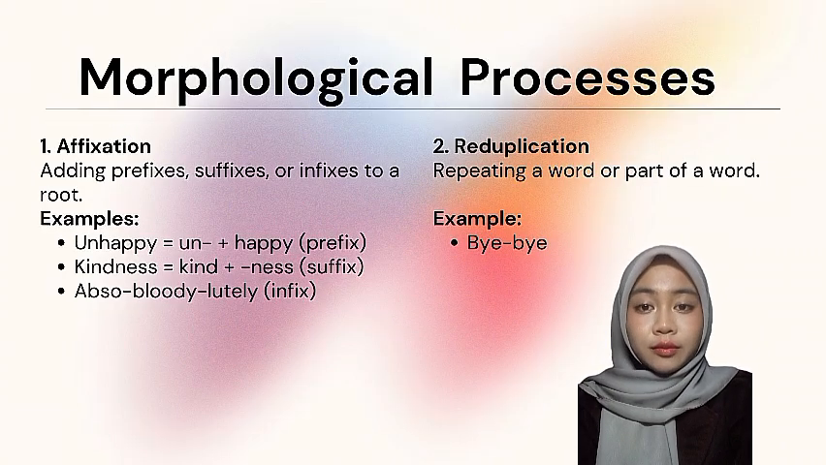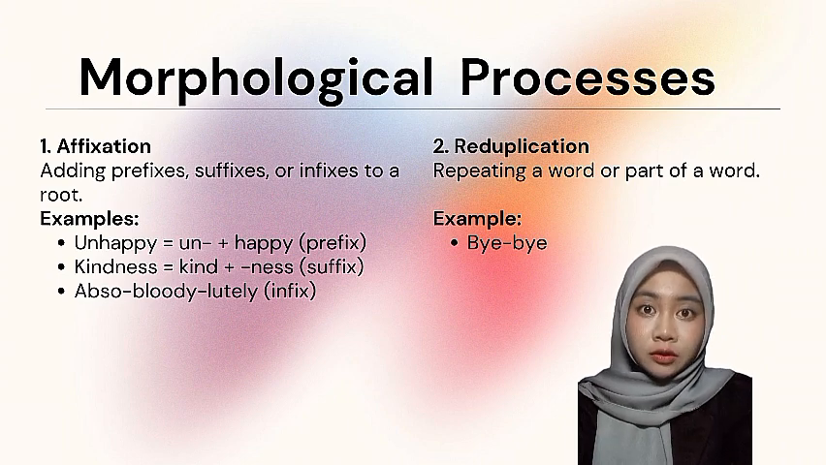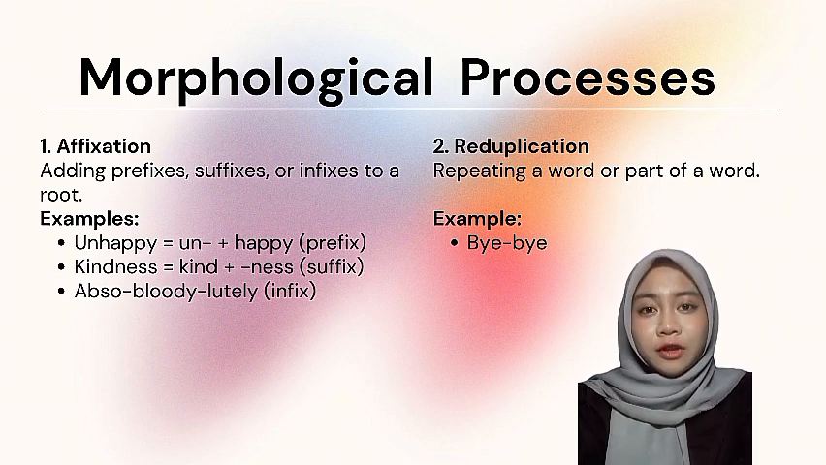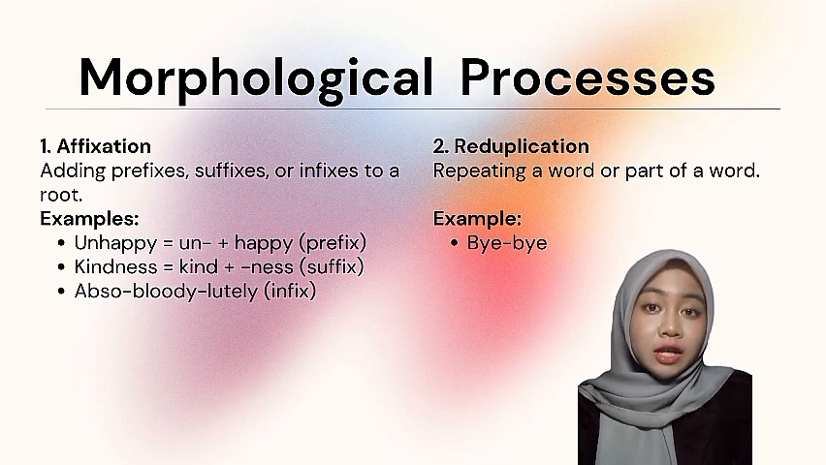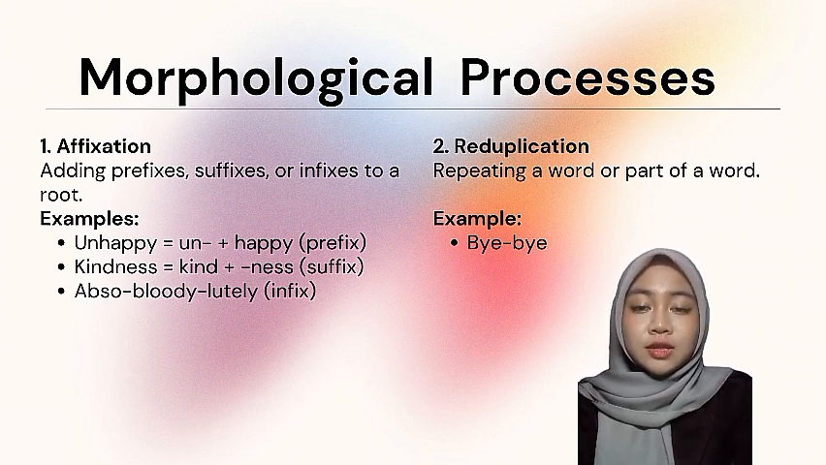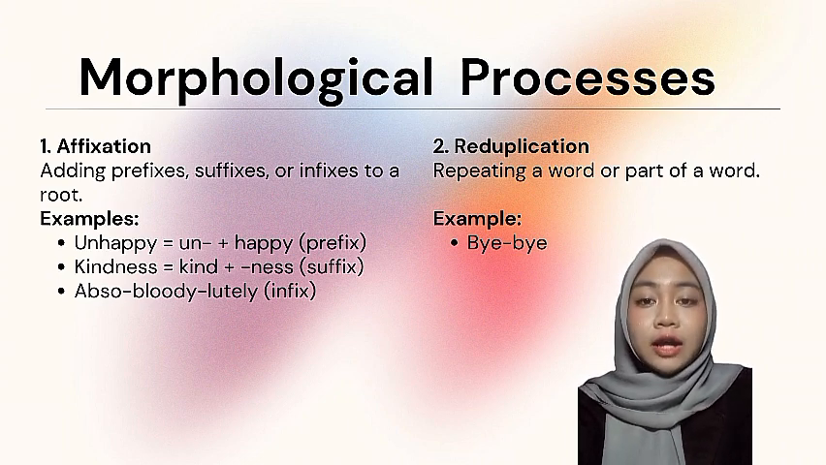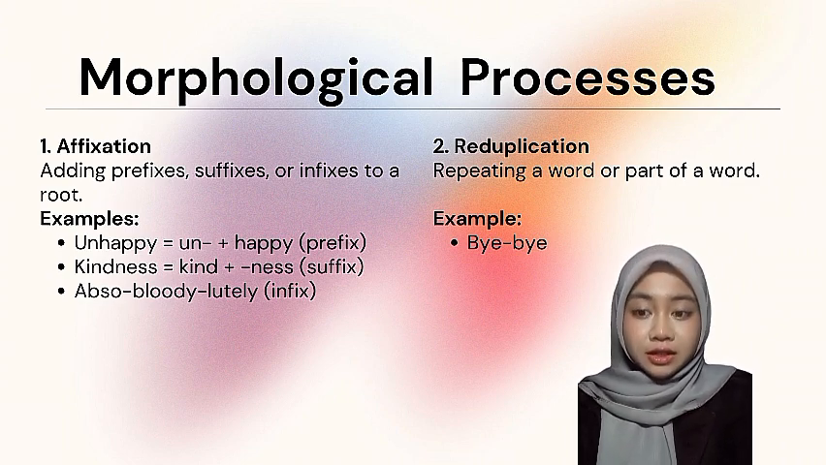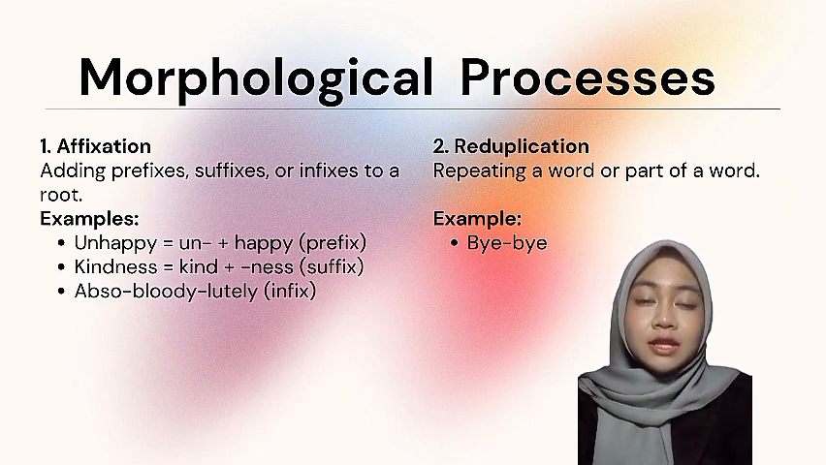Now we move to the last submaterial, which is a morphological process. Morphological process have 8 process. So I will explain one by one. The first is affixation. Affixation is adding prefix, suffix, or infix to a root.